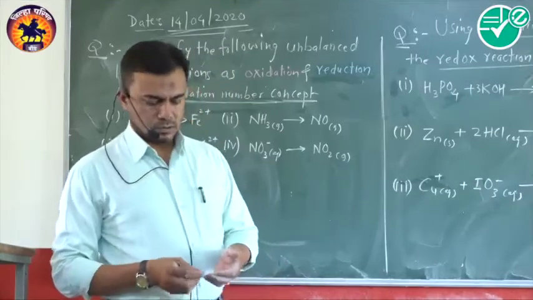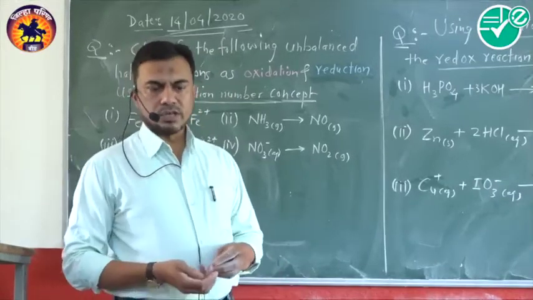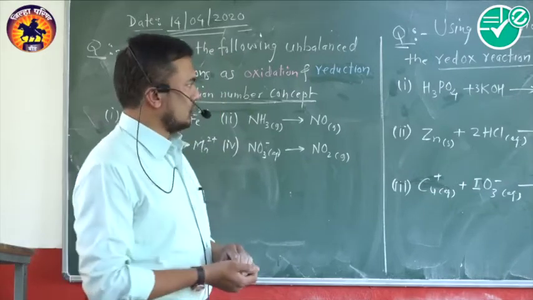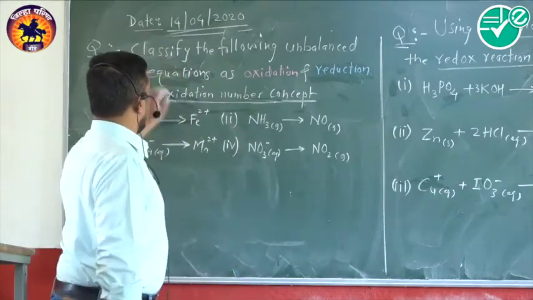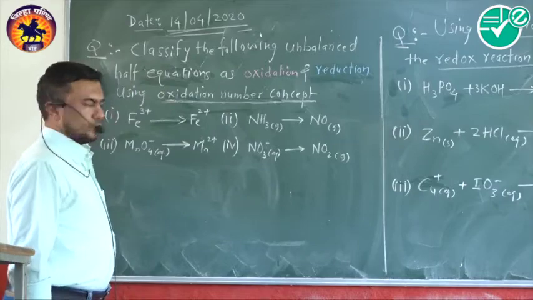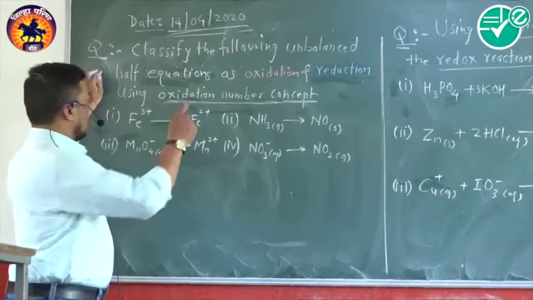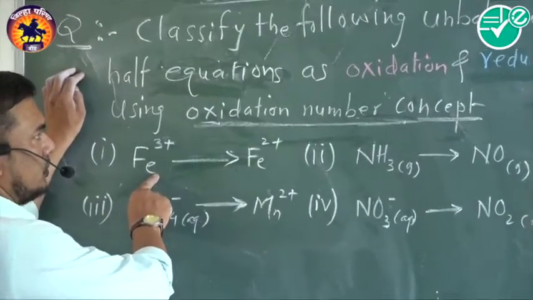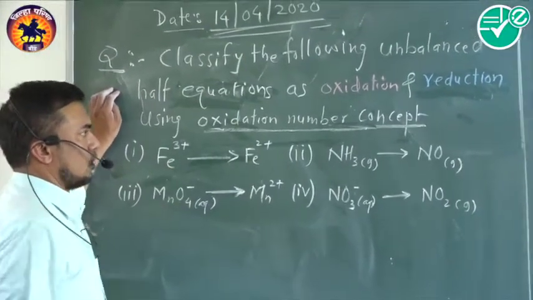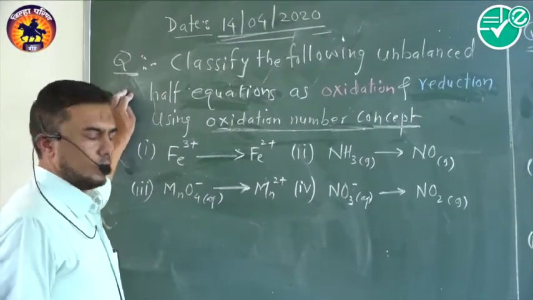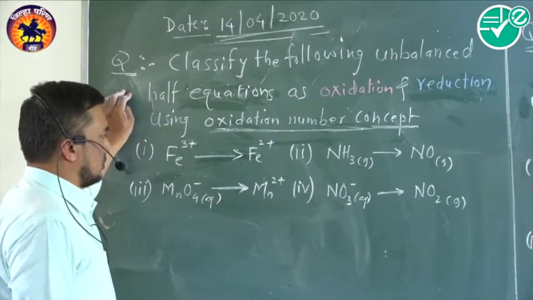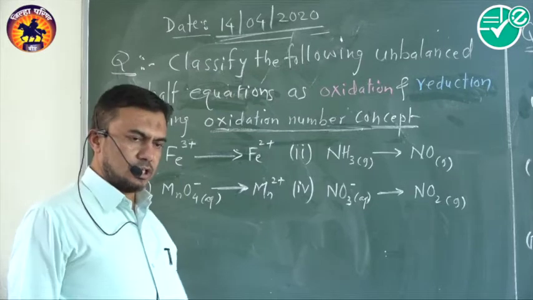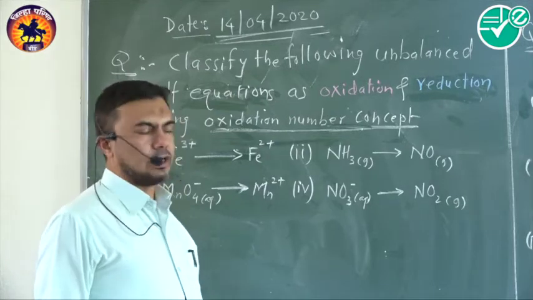Do some exercise on redox reaction that is based on oxidation number concept. Look at the first question. You have to identify the following oxidation reduction reactions, which means you have to find out and classify which one is an oxidation and which one is a reduction reaction.